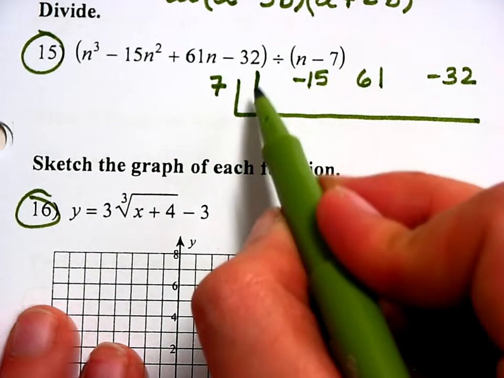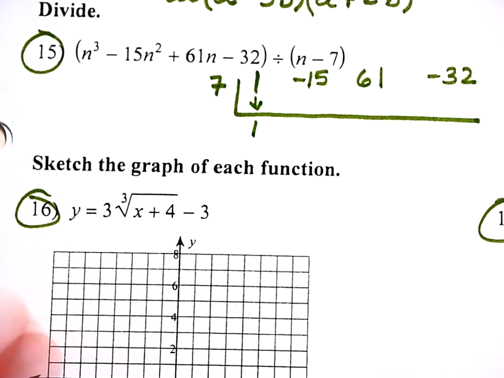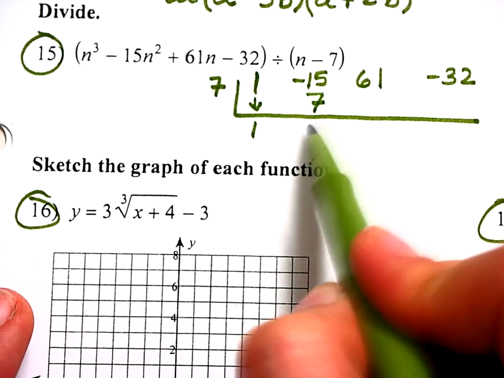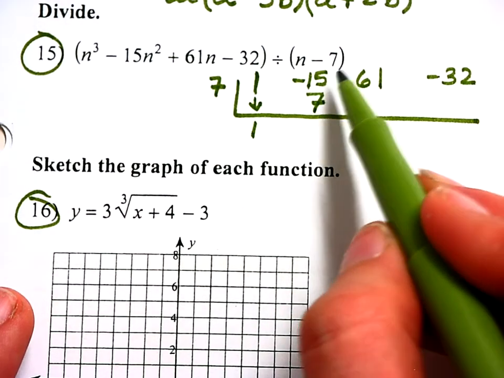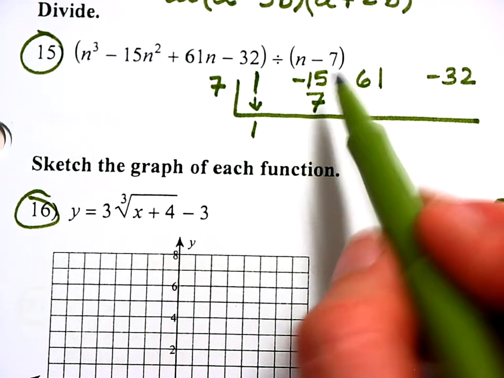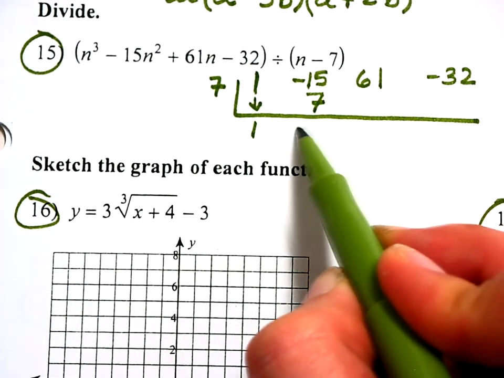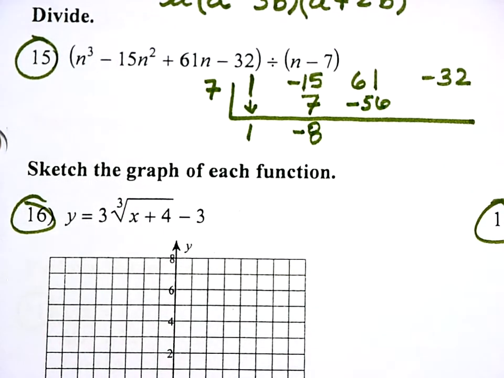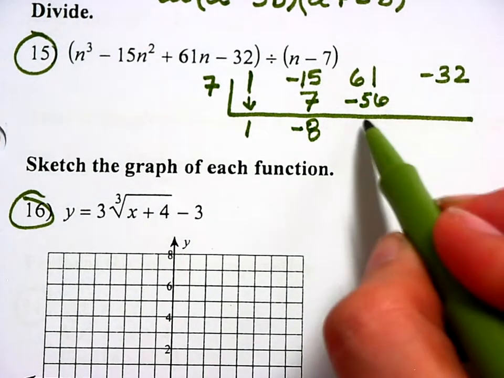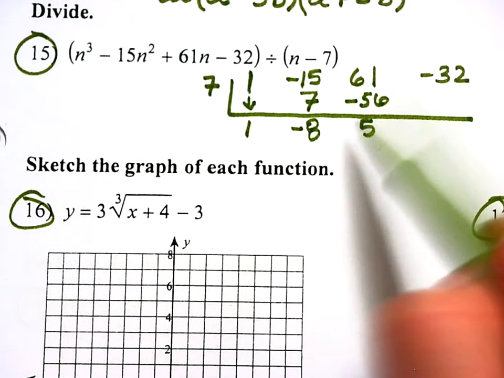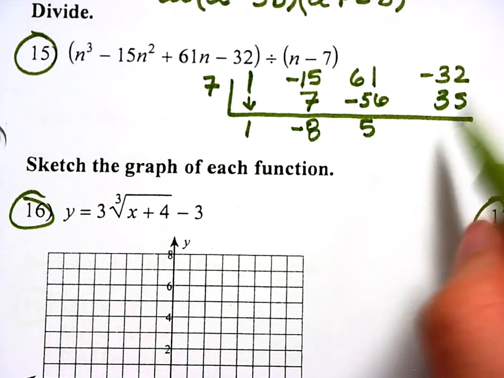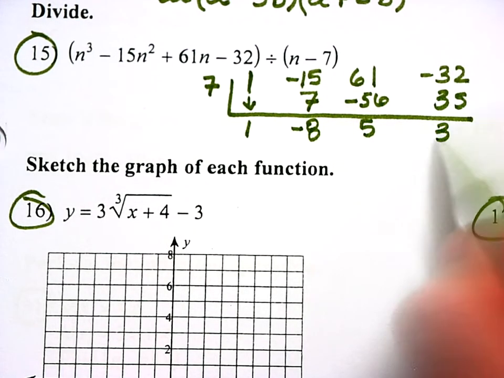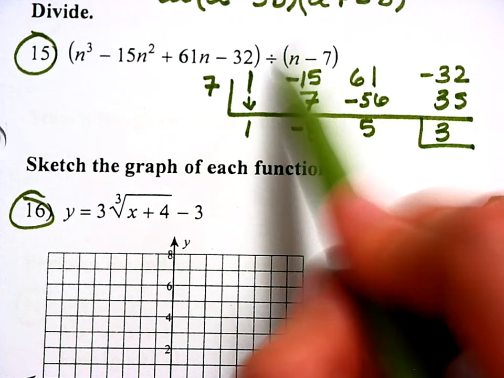All right, so synthetic division. We're going to bring down our leading coefficient, multiply, and add. So that's going to give me, it's a negative 15 and a positive 7. And so that's going to be a negative 8. Then when we multiply, so I've got a 7 times negative 8. That's a negative 56. And then we're going to add those together. So that gives me positive 5. And then last step, 7 times 5. Add them together. That gives me a positive 3. And that's our remainder. So this is not a factor, but that's okay.